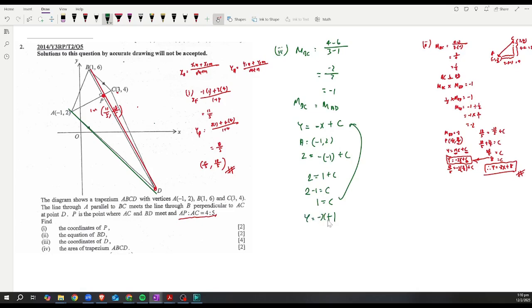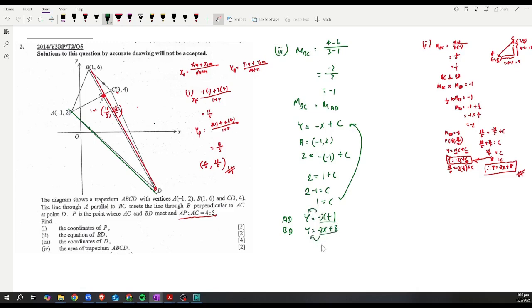This is the equation of AD. Okay, then remember we're trying to find the intersection point between AD as well as BD. BD we found in the previous part. It's y equals negative 2x plus 8, right? So since we're trying to find the intersection point, we need to do a simultaneous equation, right? Negative x plus 1 equals y, and negative 2x plus 8 equals y.